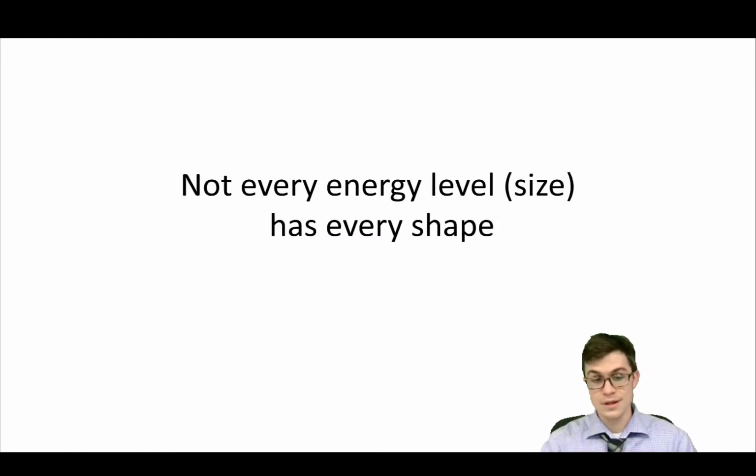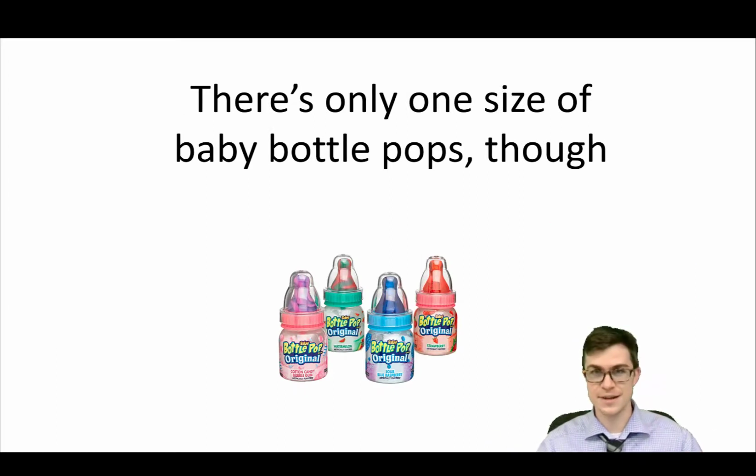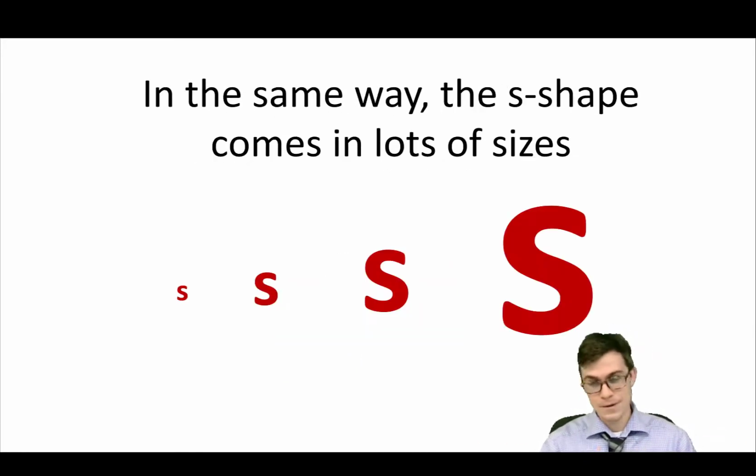This is new. Not every energy level has every shape available. That's a metaphor, like M&Ms, right? You have fun-sized M&Ms, normal-sized M&Ms, and big-sized M&Ms. They come in a lot of different sizes. But Baby Bottle Pops don't come in a lot of different sizes. There's only one size, really. So you have more variety of sizes for the M&Ms than for the Baby Bottle Pops, even though they're both candy. In the same way, for the S sublevel, there's a lot of different sizes of S.